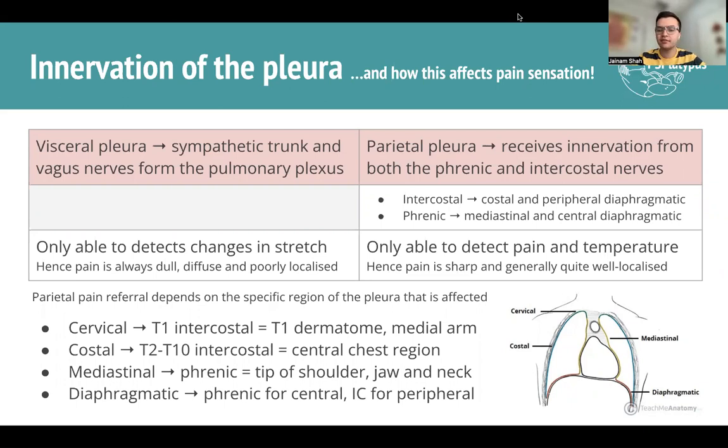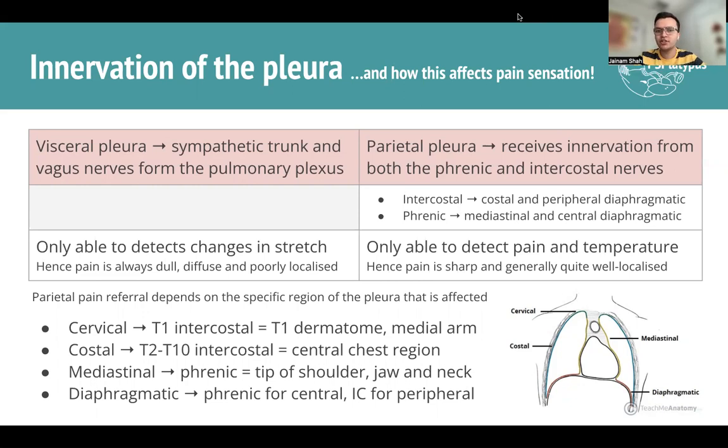I already mentioned that the visceral pleura is only responsive to stretch, so pain will be dull, diffuse, poorly localized. When it comes to the parietal pleura, because you've got somatic nerve innervations, it's going to be responsible for detecting pain and temperature. So those really sharp sort of C fibers. So in this case, pain will be sharp and generally quite well localized. So if a patient tells you they're feeling pain around this region or this region, they point somewhere, then you can hedge your bets on the fact that it's probably a parietal pleura problem rather than a visceral pleura problem.